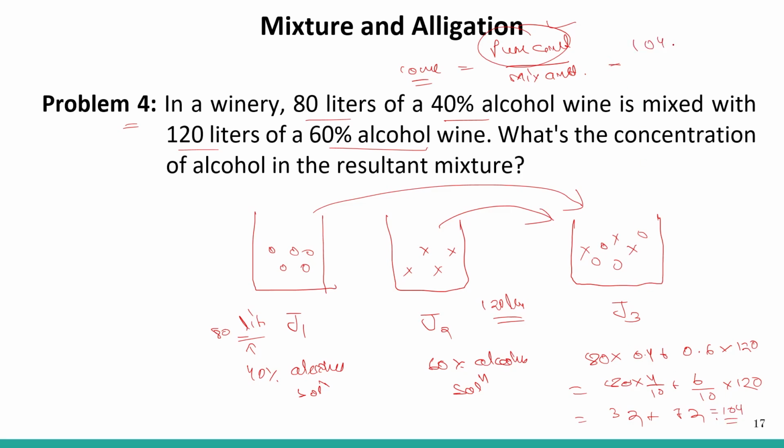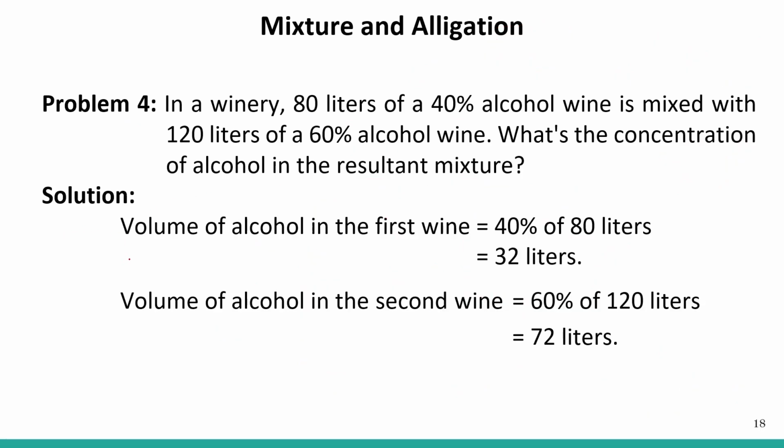So this will be equal to 104 liter of pure alcohol, right? So divided by what? Total amount of mixture, that is equal to 120 plus 80. So it will be 104 by what? 200. So this is equal to 52 by 100. So it is 52%. Okay. So the concentration of alcohol in the resultant mixture will be 52%. Okay. So let's go forward and see the solution.